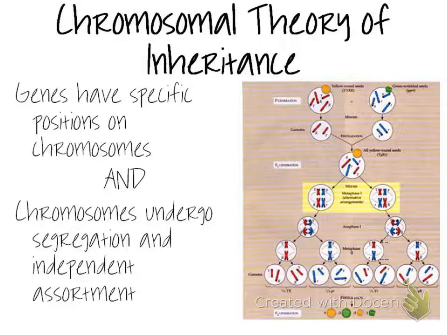And we had several people, including Sutton and Boveri, about 1902, that came up with this idea, independently of one another, that genes have specific positions on chromosomes, and that those chromosomes undergo segregation and independent assortment.